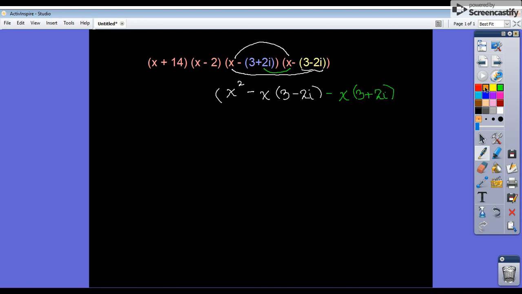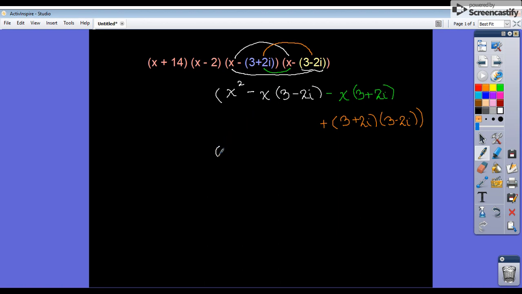And then last, I'm multiplying my two parentheses of 3 plus 2i times 3 minus 2i. If I look in front of each parentheses, each one is a negative. So negative times a negative would give me a positive. Sorry, I'm out of room, so I'm putting it down here. And I'm multiplying these two terms, which is 3 plus 2i times 3 minus 2i. So now I'm going to clean up the parentheses.